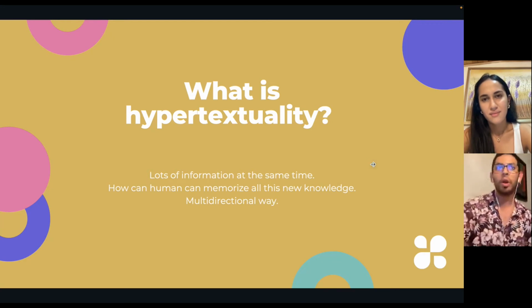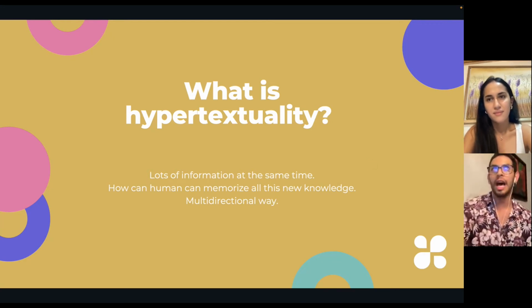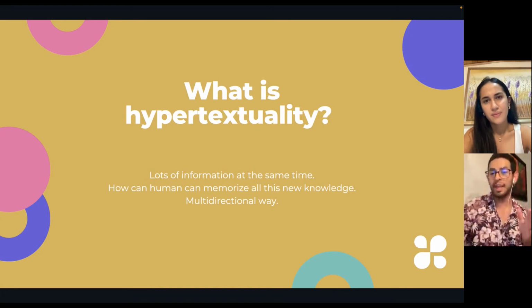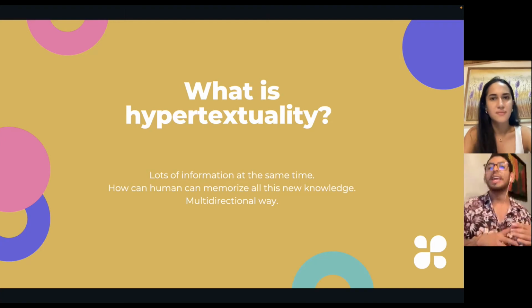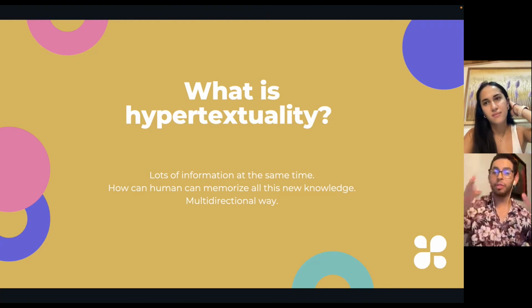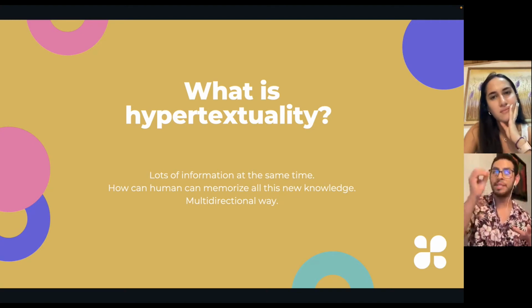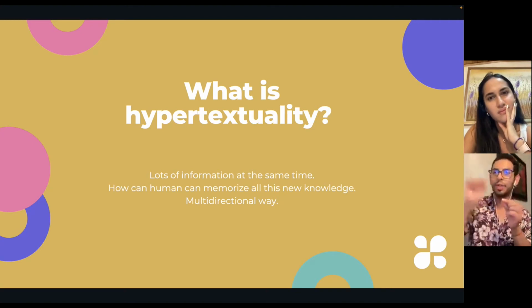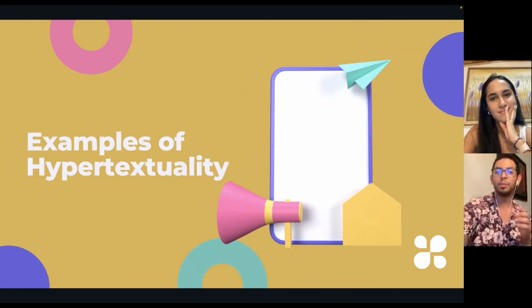Also, when you go and check the news, just remember a newspaper. The newspaper is divided by sections: local news, international news, cartoons. On the very first part of the newspaper, you have specific information that you can link to the other sections. So this is also hypertextuality. I want to bring two specific examples that I found so interesting.